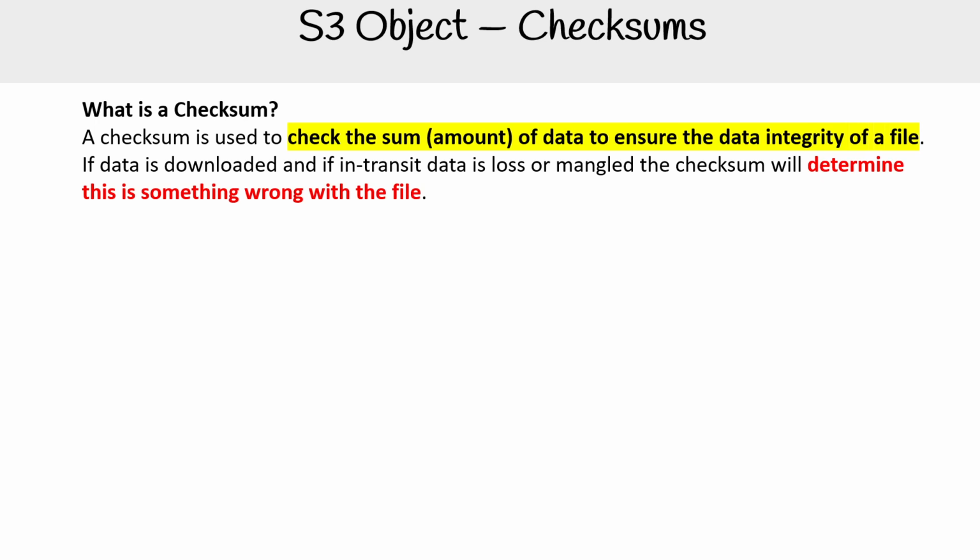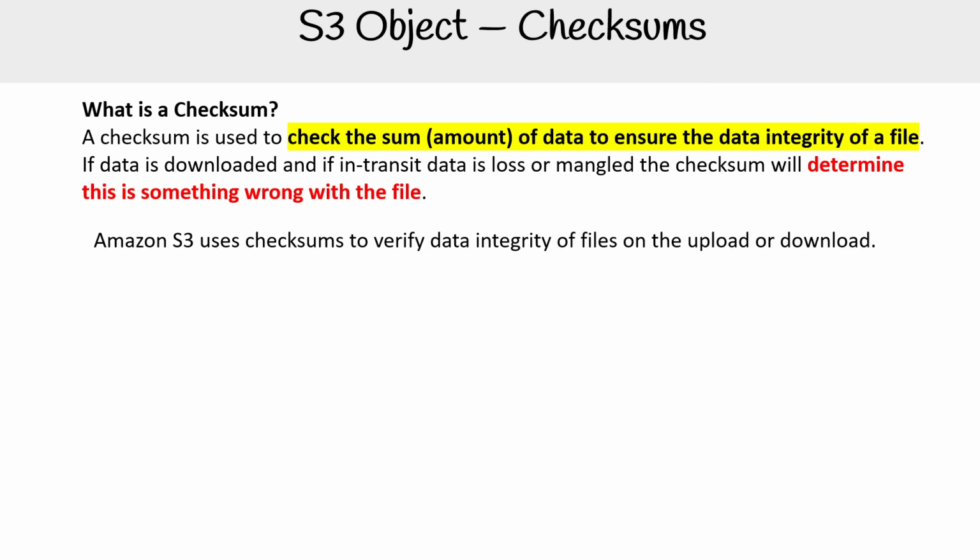This sounds very similar to etags, which we just covered. The difference is that etags is for checking if the contents has changed, where checksum is to ensure the data integrity if something is wrong with the file. So seems very similar, but they do different things.